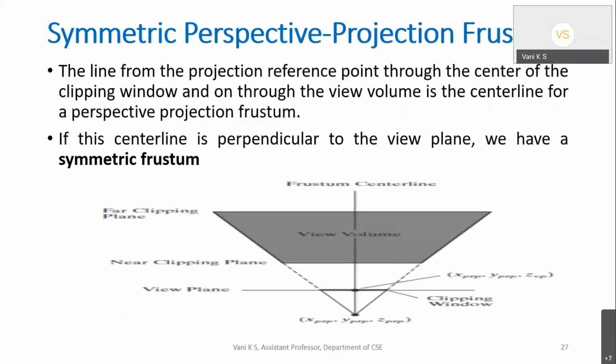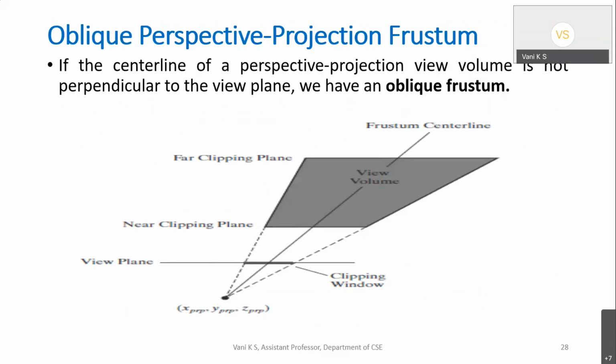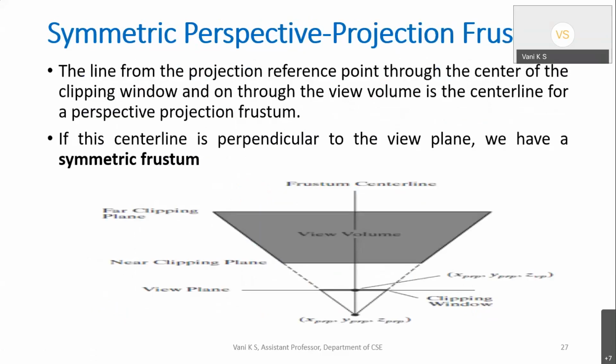And then, in the types of frustum, you have two types: symmetric frustum and oblique frustum. So this is an oblique frustum. This is an example of a symmetric frustum. Symmetric frustum you understood, I think, the pyramid shape view volume for perspective projection.